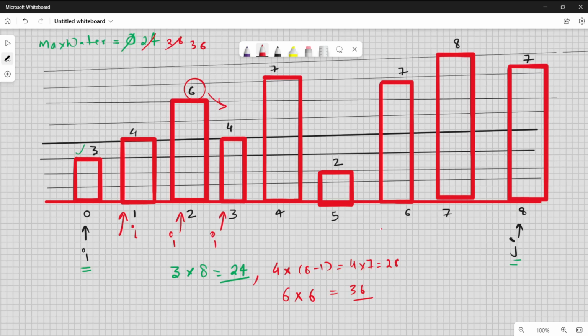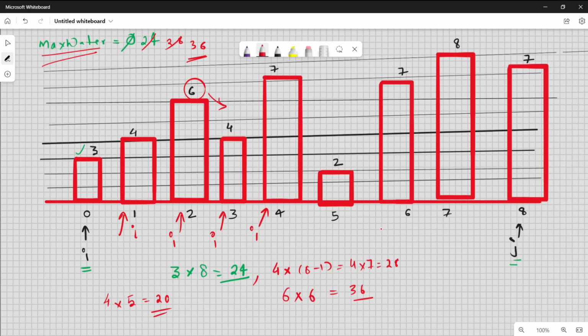Again we have to make a choice, so we'll move the ith pointer again. Now after moving the ith pointer, we have an option of the minimum rod of length 4, wherein the width would be 8 minus 3, that is 5. That gives a result of 20. We cannot update the max water, so the maximum water that can be held is by the second and eighth rod, that is 36 units. Then again we have to move i because it is smaller than 7.